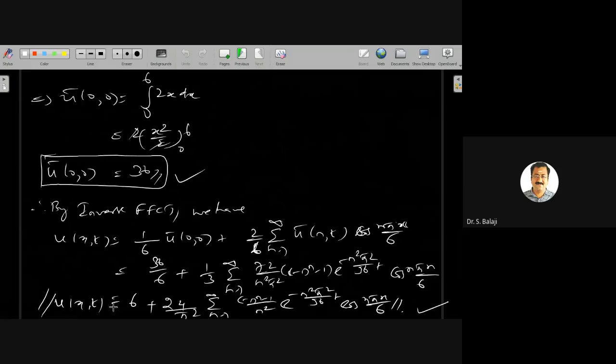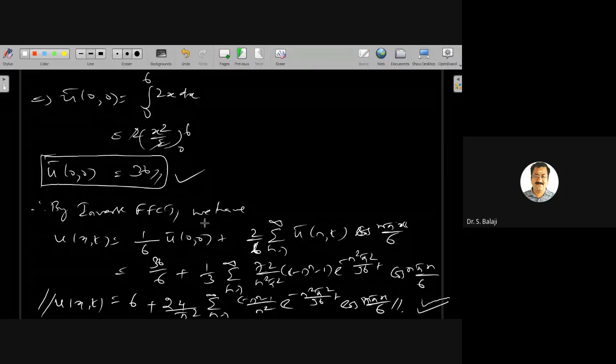So u(x, t) will be 6 plus 24 by pi square, taking the constant without n outside, summation n equal to 1 to infinity of (minus 1 to the n minus 1) by n square, e to the power minus n square pi square by 36 t, cos(n pi x by 6). This will be your answer. Okay.